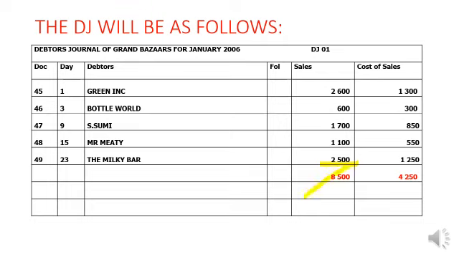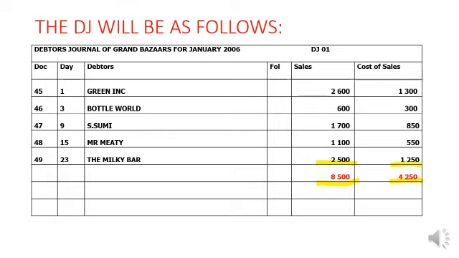You put one line below that amount. Then at the bottom, I want you to put a double line. You must put a double line there. Do the same on this side, put a double line, and that's it. That is how we prepare our debtors journal.